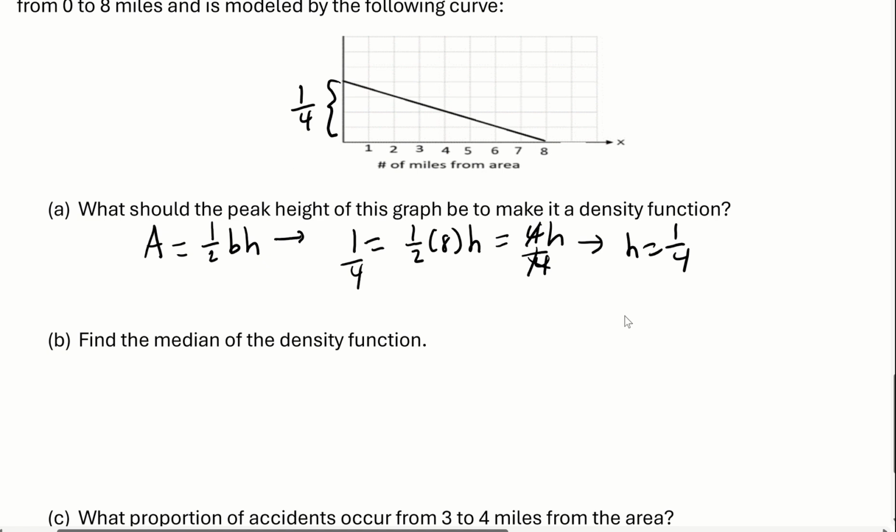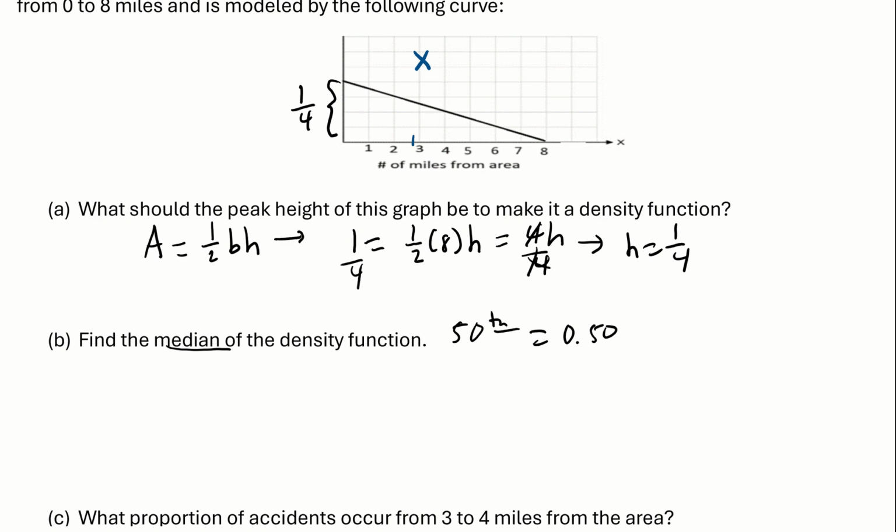Find the median of the density function. All right, so the median is the 50th percentile, so we need the area to be 0.50. We need to figure out where this value is located, such that 50% of the curve is to the left or to the right, either one.